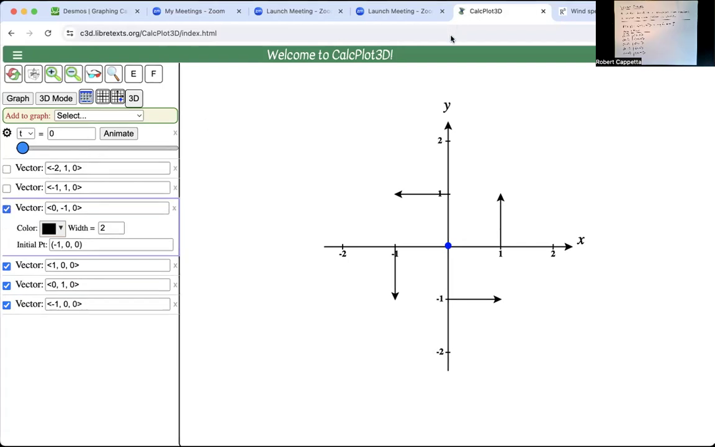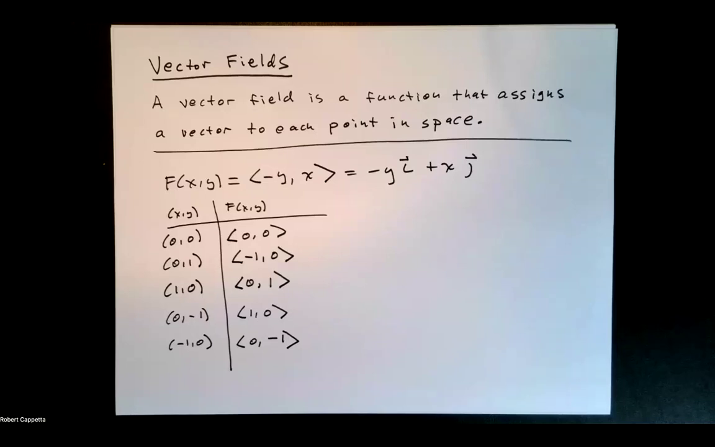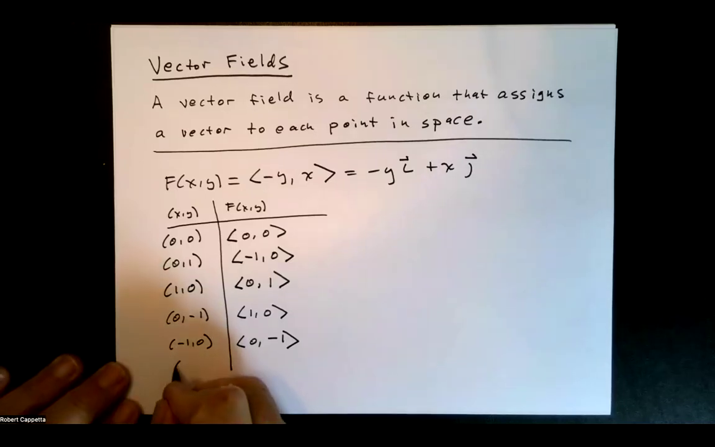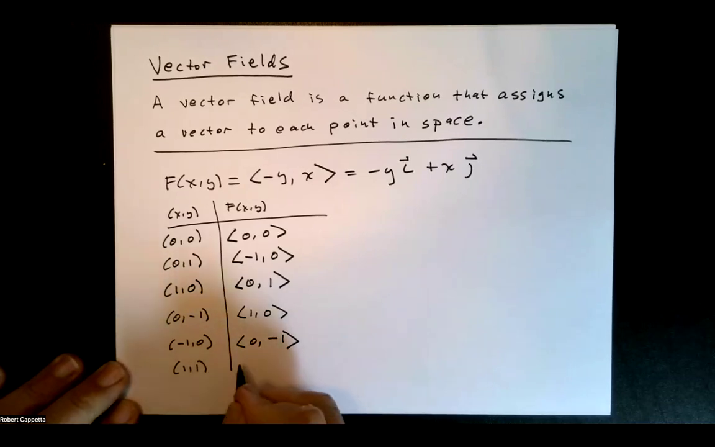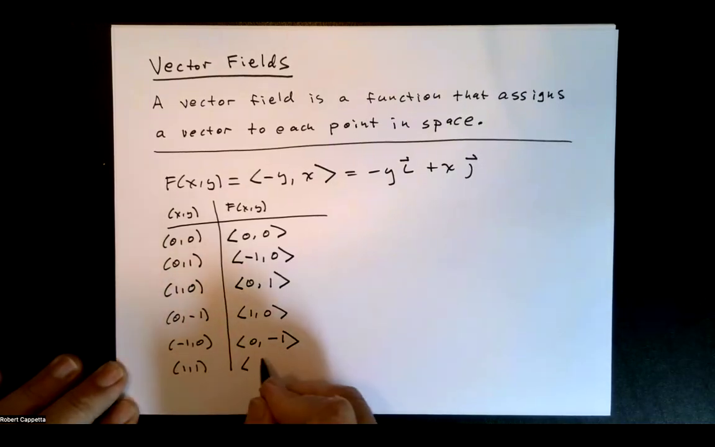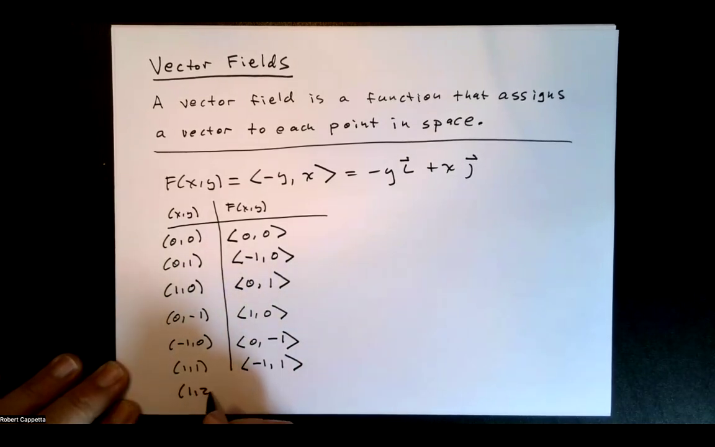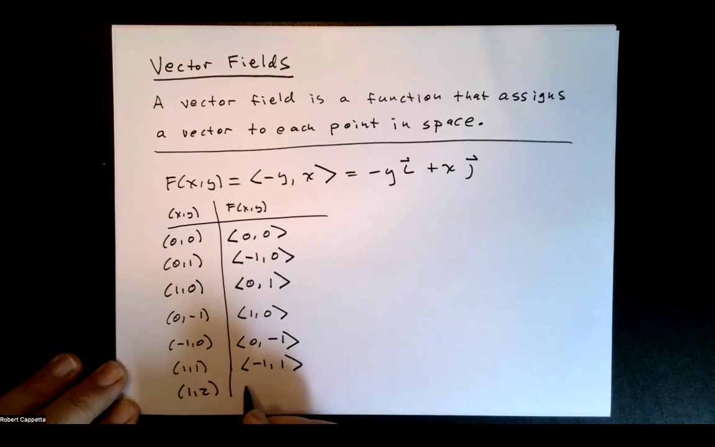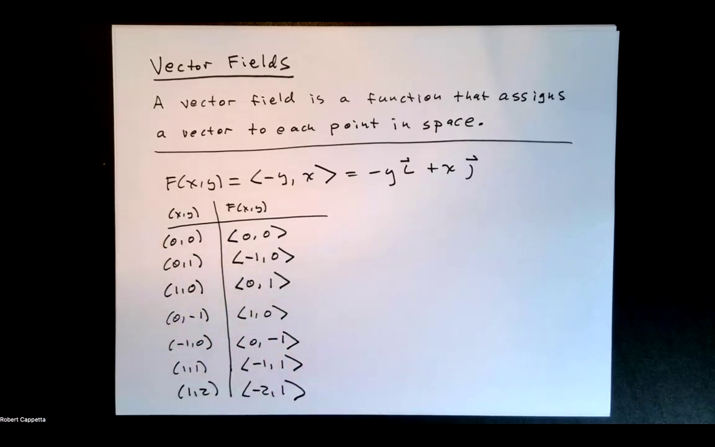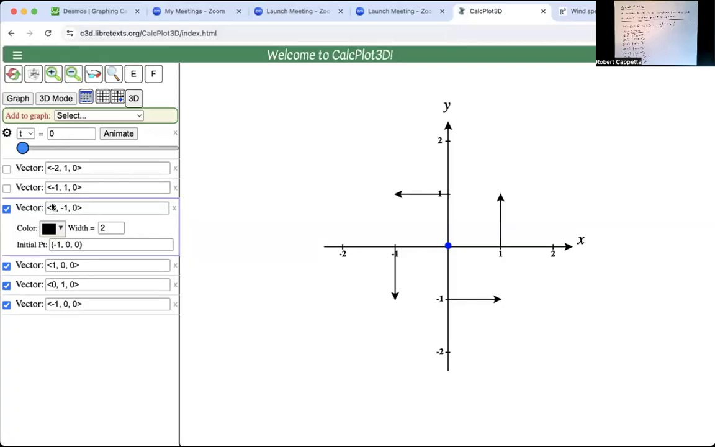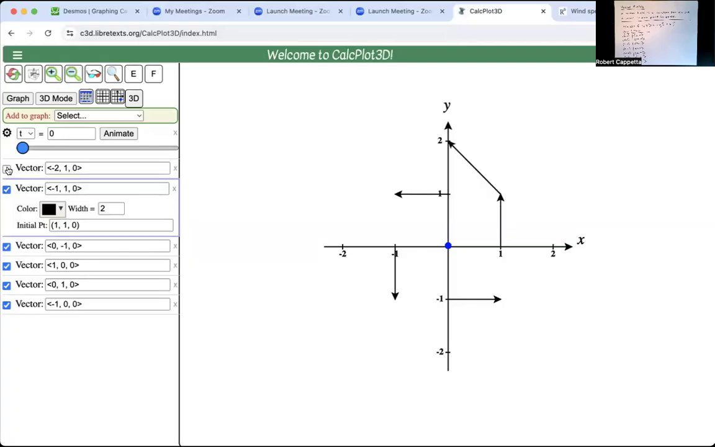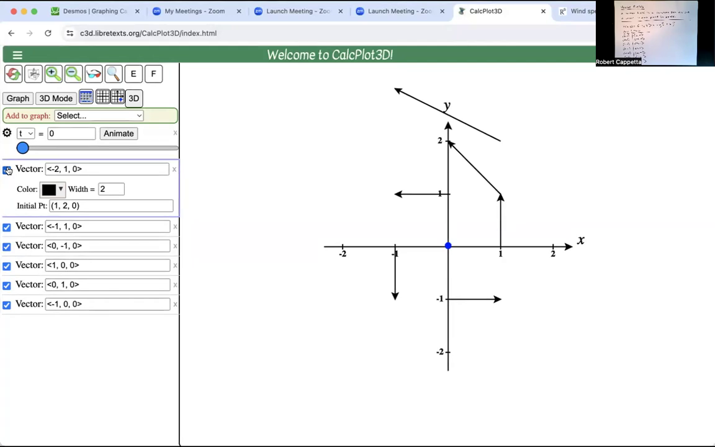Now we can add a couple more vectors just to get a feel for what else might be happening. So at the point (1, 1), what do we have? We have <-y, x>, which is <-1, 1>. At the point (1, 2), for example, <-y, x> is <-2, 1>. So let's quickly add those vectors and see what they look like. So adding those two, we get this. Now, certainly, there's no way you're going to draw all of them. There's an infinite number of them.